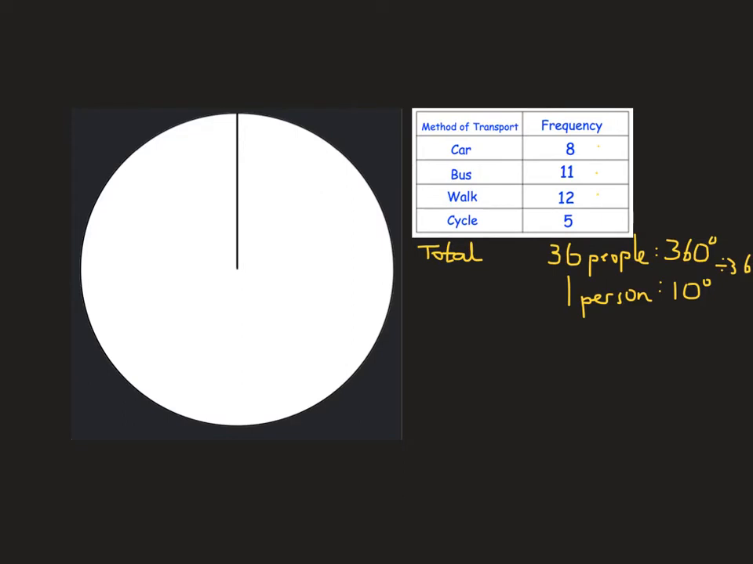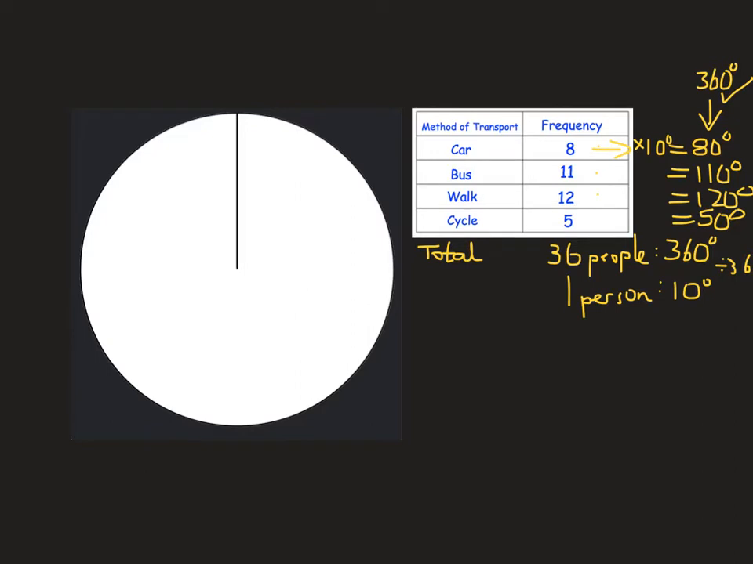So for the car, for those 8 people, each one's going to get 10 degrees, so it's going to be 80 degrees. And without too much trouble, 110 degrees for bus, 120 degrees for walking, and 50 degrees for cycling. So I multiply each one by 10. Check by adding those up, and they get 360, which is exactly what I need. So I know I've done something right.